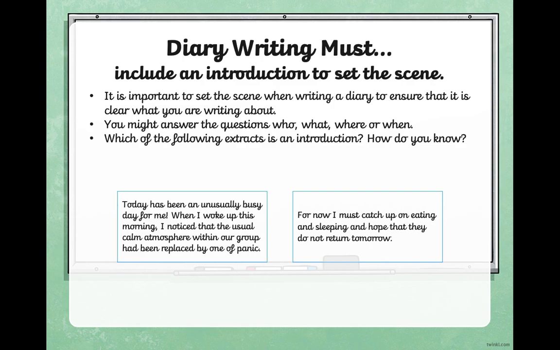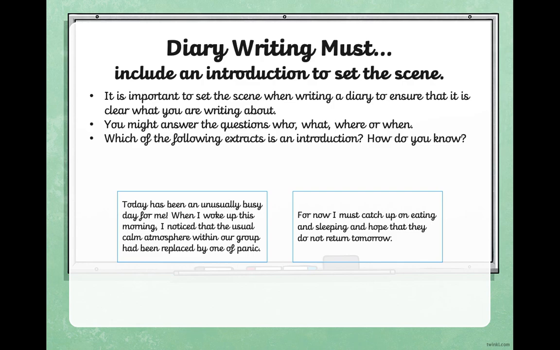How do you know? Okay, so in this introduction to set the scene, you might ask the questions who, what, where, or when. You've probably looked at that before earlier on in school. But which of the following extracts is an introduction? So which one of those answers the question who, what, where, or when?